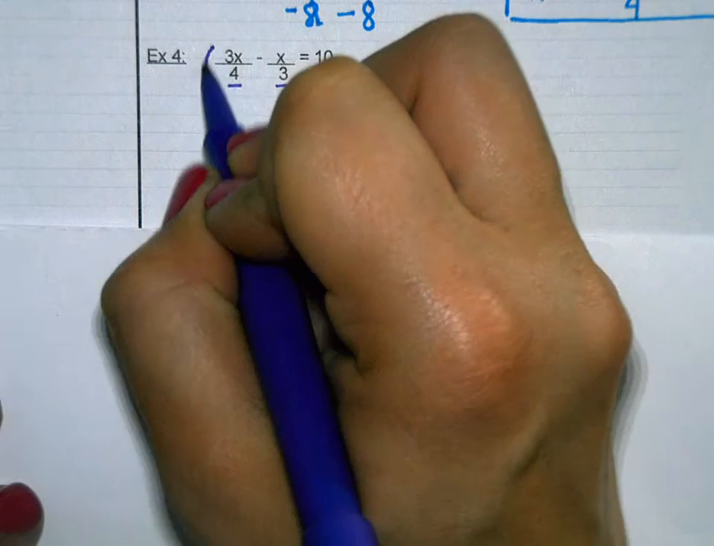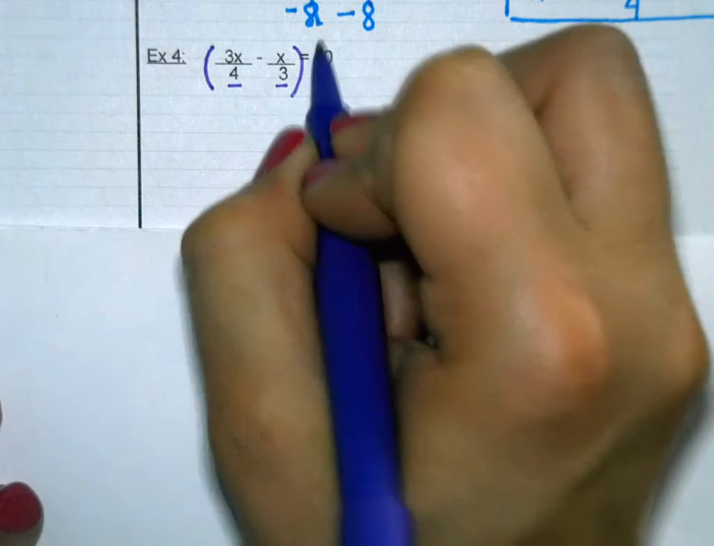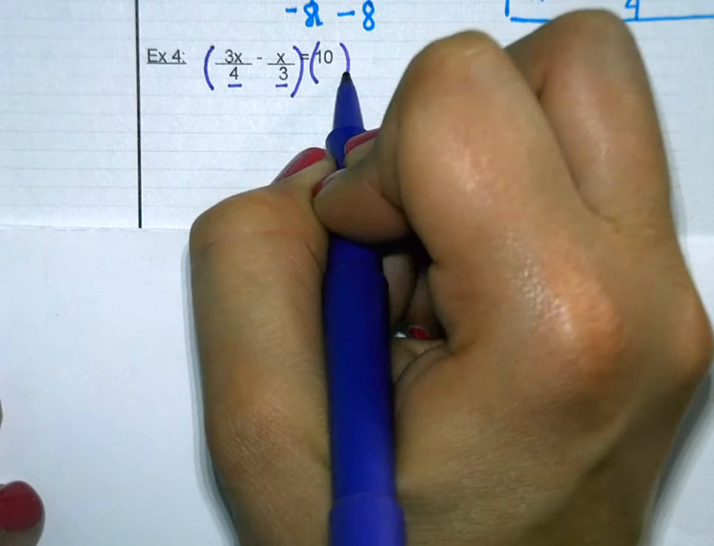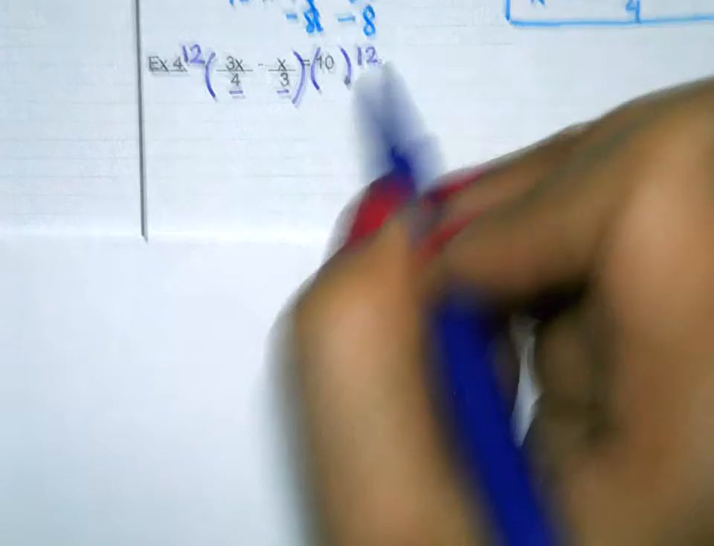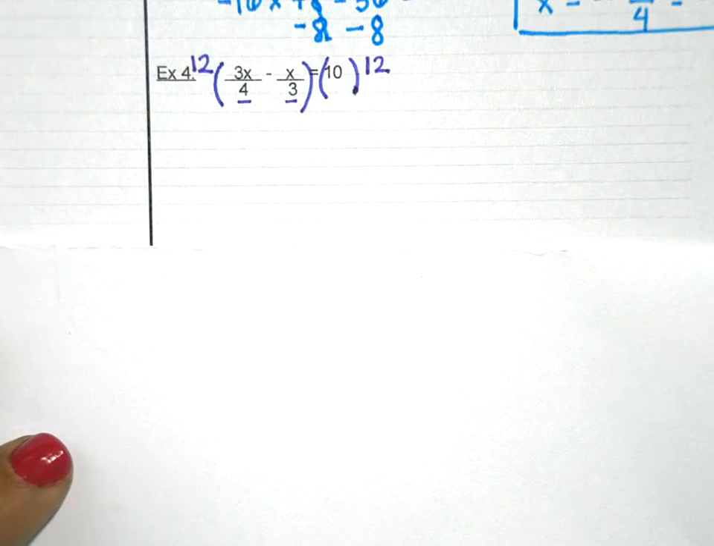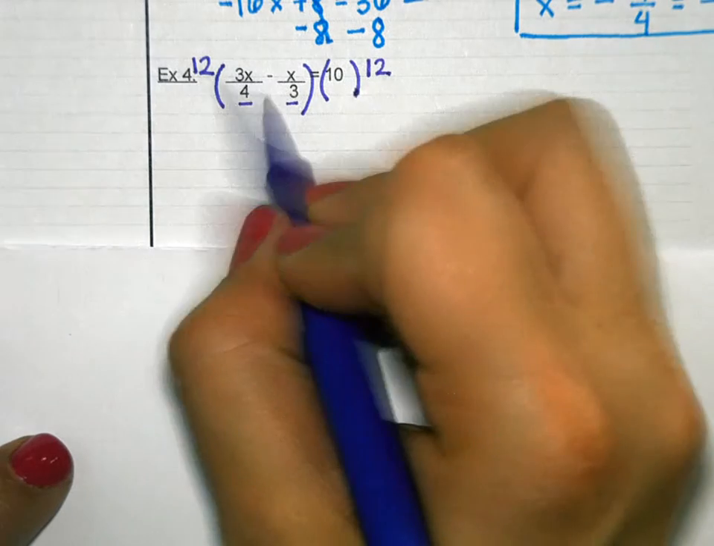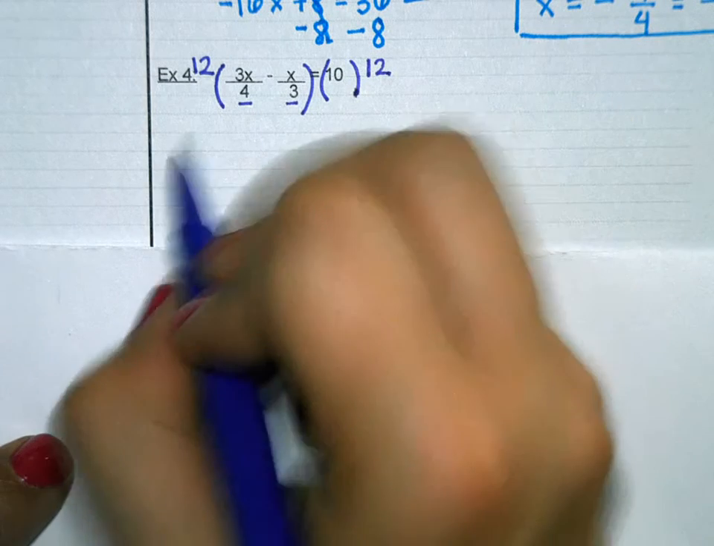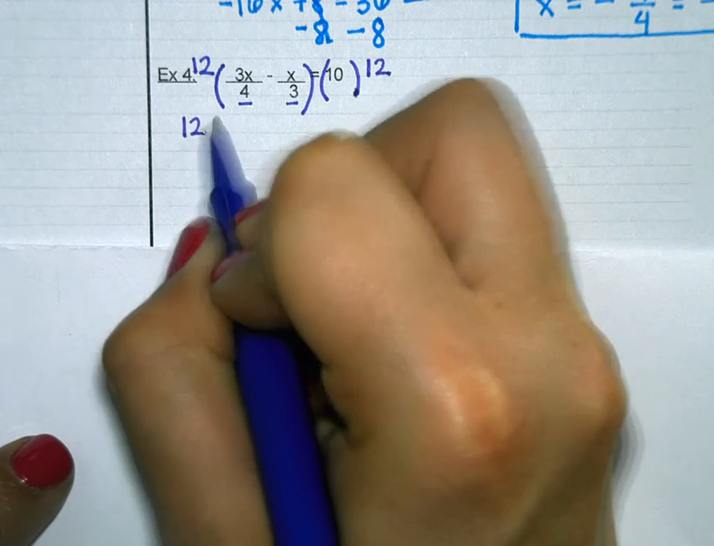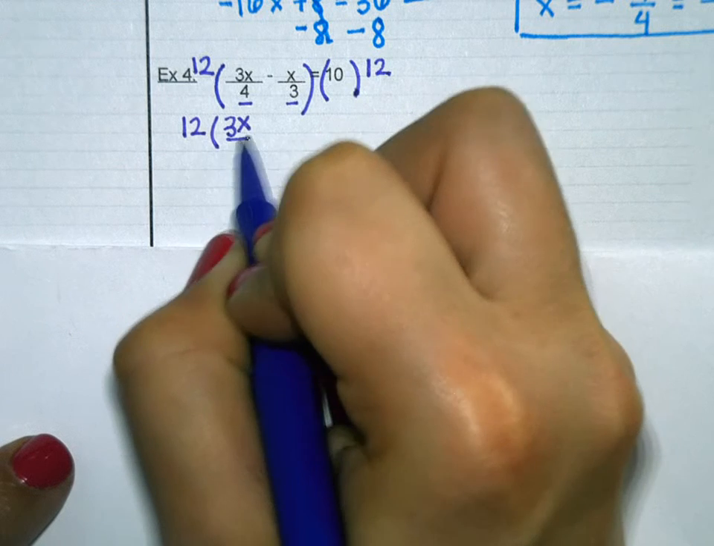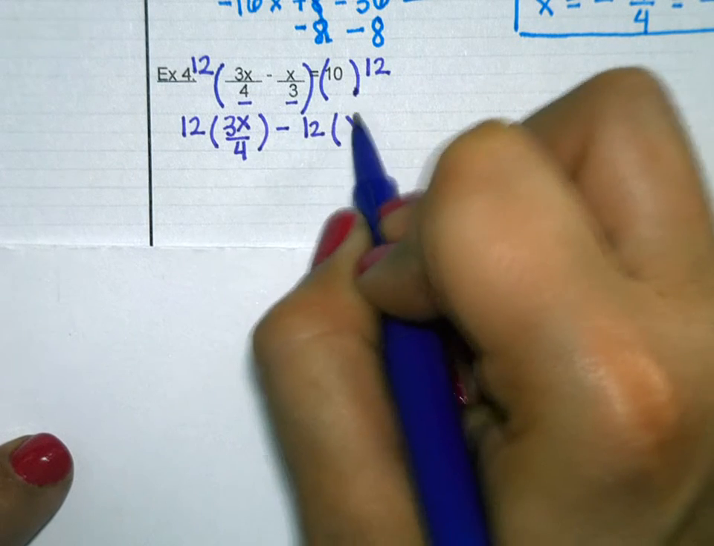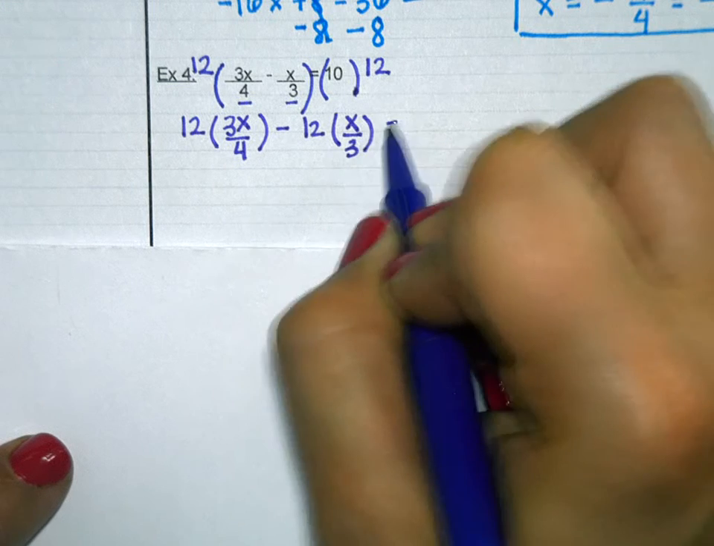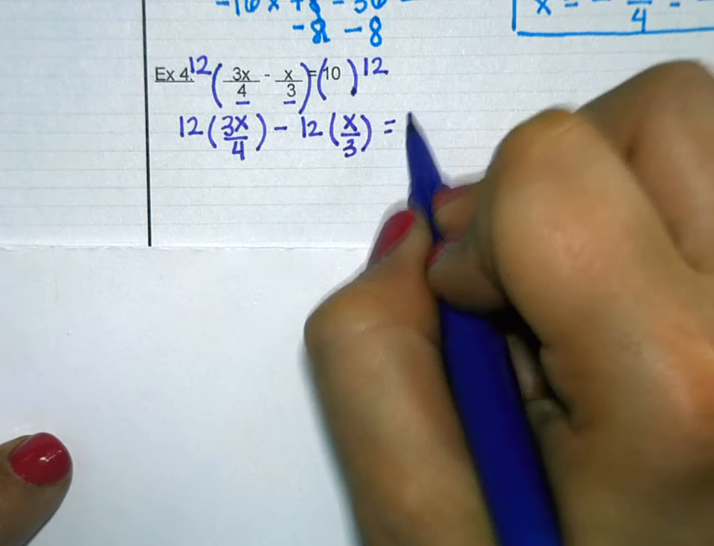So what I'm going to do is multiply both sides by 12, because whatever I do to one side, I have to do to the other. And then watch what happens. I can use the distributive property on the left. So that's going to be 12 times 3x over 4 minus 12 times x over 3 equals 12 times 10.